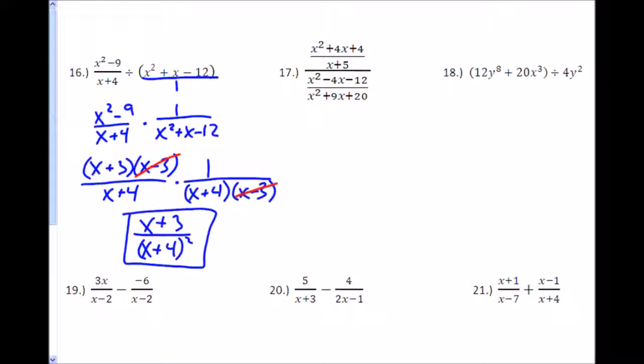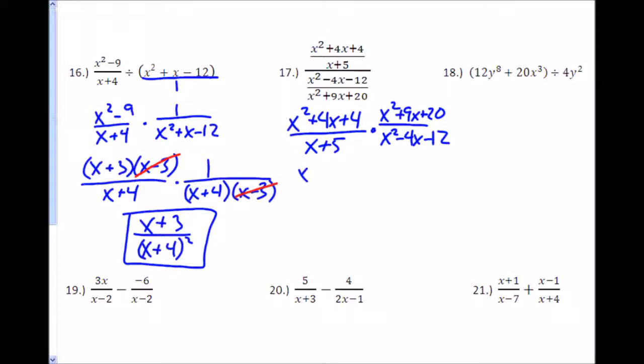Okay? For the next one, again, this is division. Think of this middle fraction bar as a division bar. Remember, a division bar and a fraction bar are the same thing. So I'm still going to change it to multiplying by the reciprocal. So this first fraction stays the same. The second fraction I change to multiplying by an x squared plus 9x plus 20 over an x squared minus 4x minus 12. Okay, now I factor everything completely.